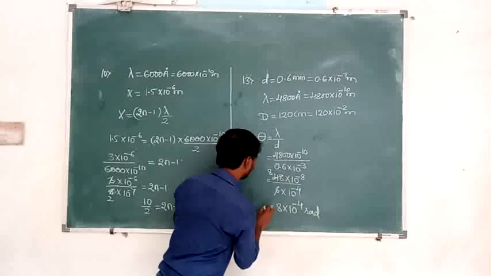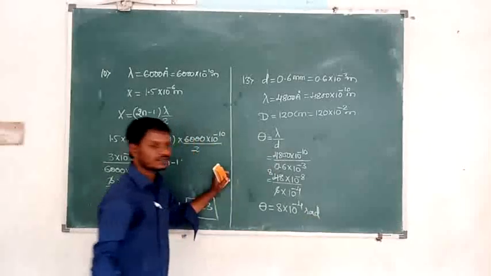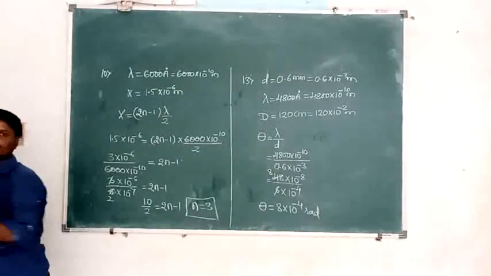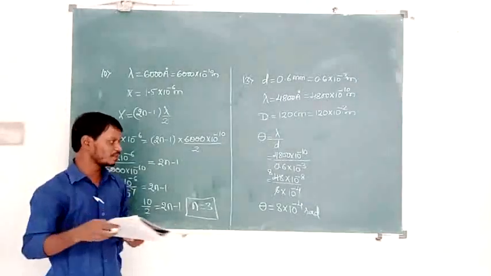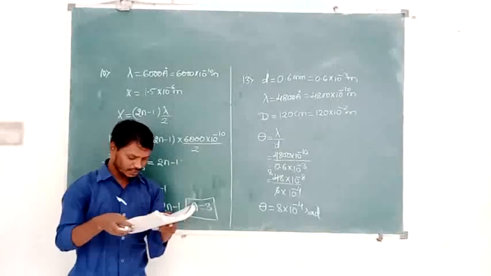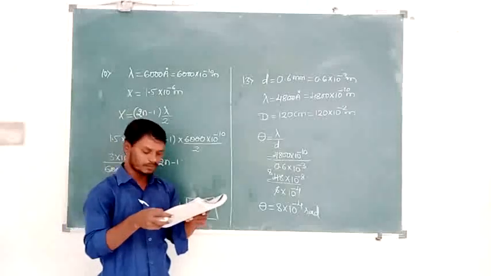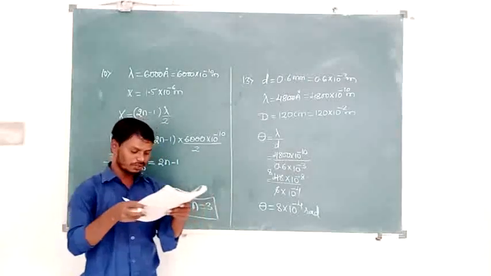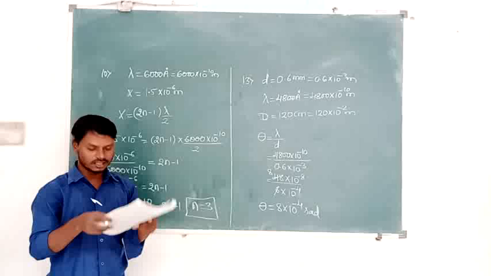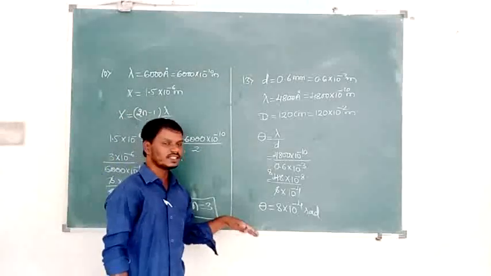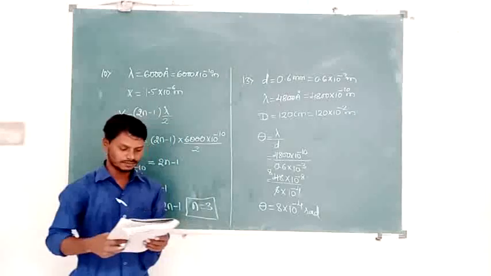So what is the answer here? Theta is equal to 8 into 10 to the power of minus 4 radian. So this is the answer for the given question. First option is 8 into 10 to the power of minus 4 radian. Second option is 6 into 10 to the power of minus 4 radian. Third option is 4 into 10 to the power of minus 4. And last option is 16 into 10 to the power of minus 4. Then which is the right option? First option is the right one.